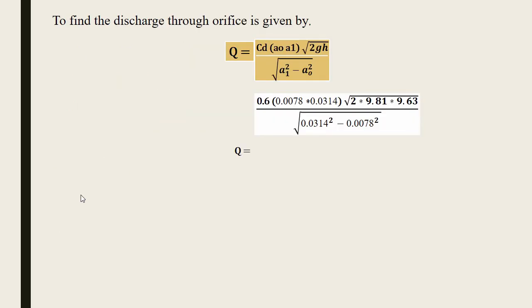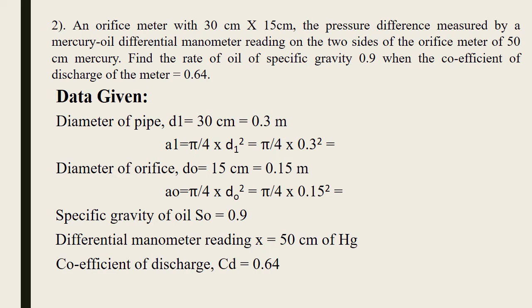Okay, we shall take one more problem on the orifice. An orifice meter with 30 centimeter by 15 centimeter. This is one more way in which he can give the data. When he gives it in this multiplication format, that means between the two values he gives, the bigger value is always the diameter of the pipe and the smaller value is going to be that of the orifice.